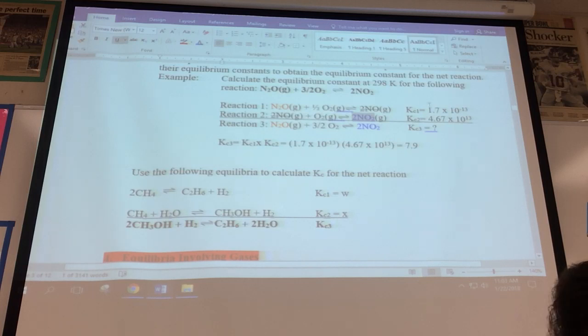So what do I do with the Kcs? Multiply them. 10 to the negative 13 times 10 to the 13 is 10 to the 0. What's 10 to the 0? 1. So you're just really multiplying, like 2 times 4, give or take, right there.